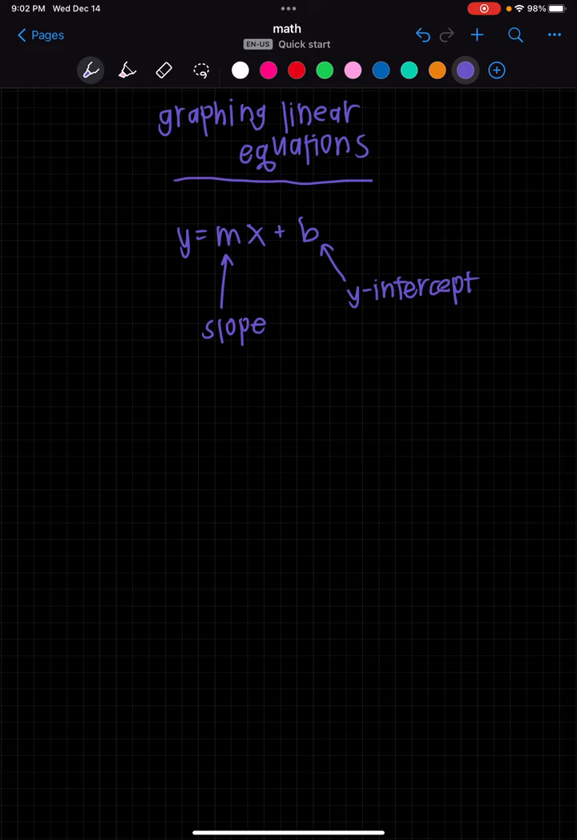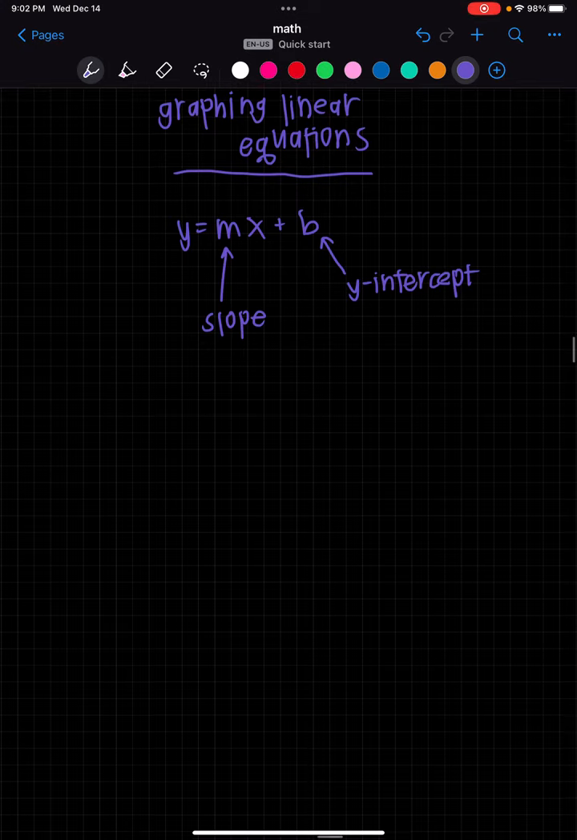And the big equation that we want to understand is the slope-intercept form, which is y equals mx plus b. In the slope-intercept form, you have a slope and then an intercept. So your slope is represented by the m, and we've talked about how to find that once again on a graph. And then the b represents the y-intercept, and the y-intercept on a graph is where it crosses the y-axis.